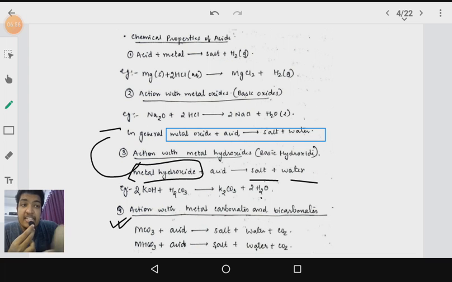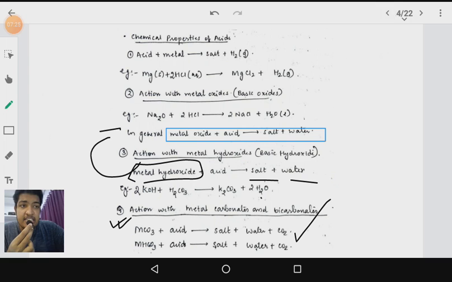Action with metal carbonates and bicarbonates. When a metal carbonate, general representation MCO3, reacts with an acid, it results in the formation of a salt, water and carbon dioxide. Similarly, magnesium or any other metal hydrogen carbonates, when treated with acid, give salt, water and carbon dioxide. So the general reaction is metal carbonate or metal hydrogen carbonate reacted with acid gives salt, water and carbon dioxide.